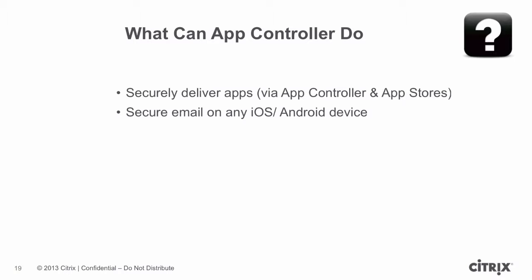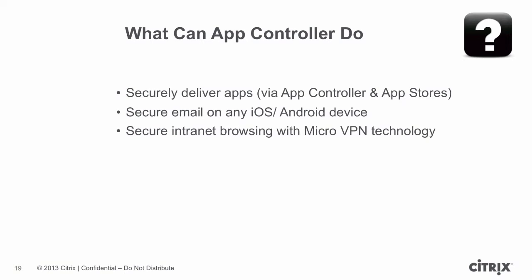So what can the app controller do? It can securely deliver apps, okay, both via the app controller and application stores. Okay, and you can take that one step farther and say, and XenApp and XenDesktop. Okay, it can secure email on any iOS or Android device. It does give us secure intranet browsing. We do have the micro VPN technology, which is dependent upon having the NetScaler in place for access.